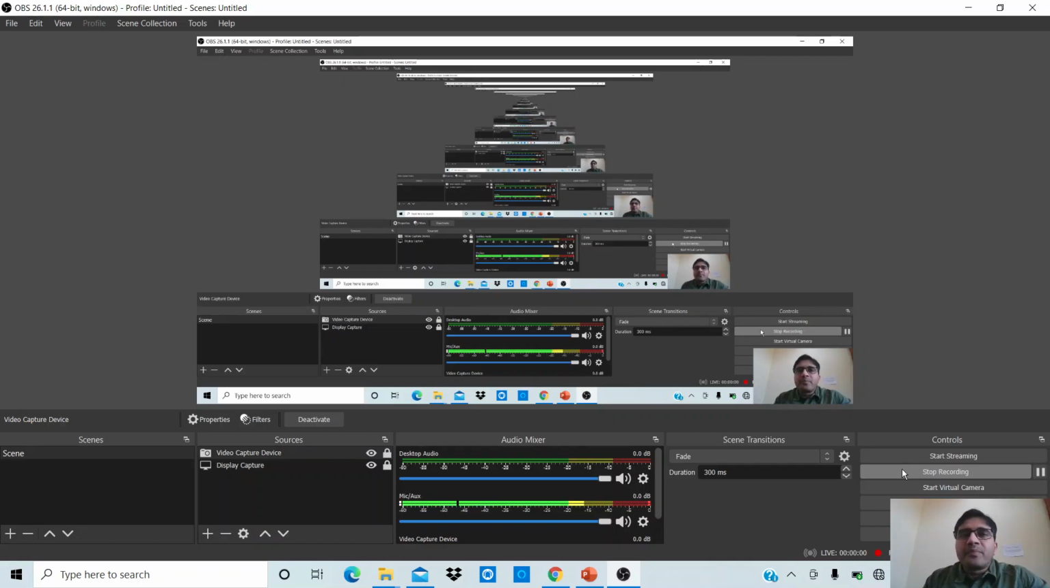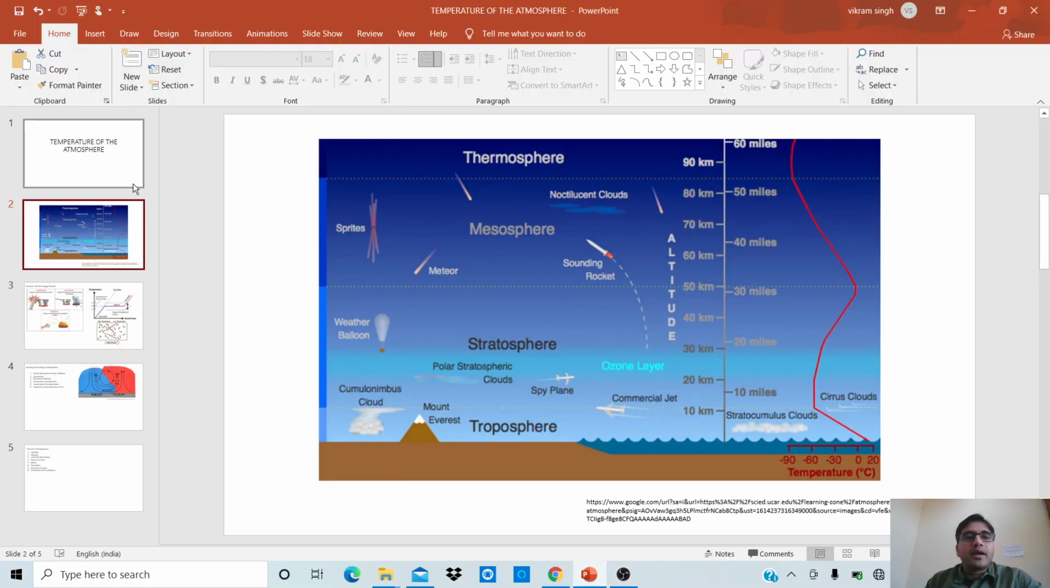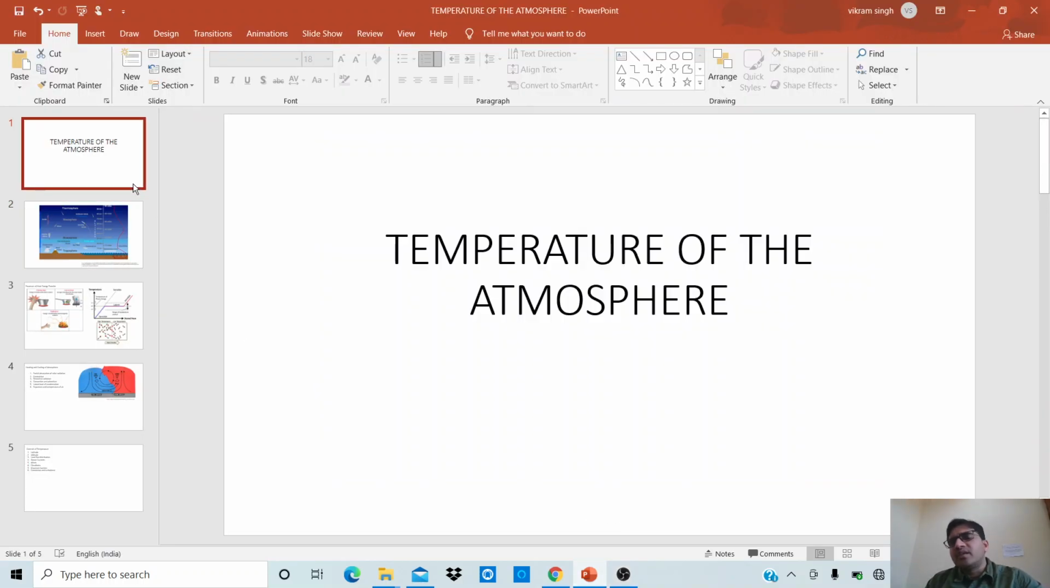Hello everyone. So let us start the next topic of climatology today. Today's topic will be the temperature of the atmosphere, and it's a very quick topic. Since we have already done insolation and heat budget, now we have to see what are the modes of transfer of heat through the atmosphere. So let us begin.